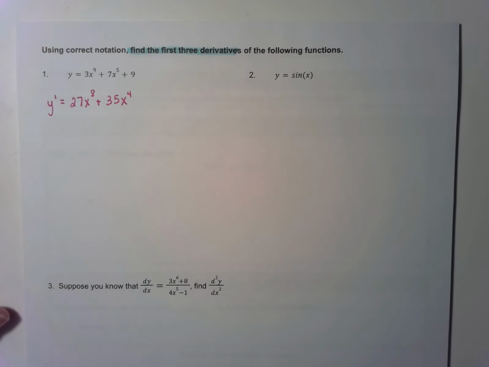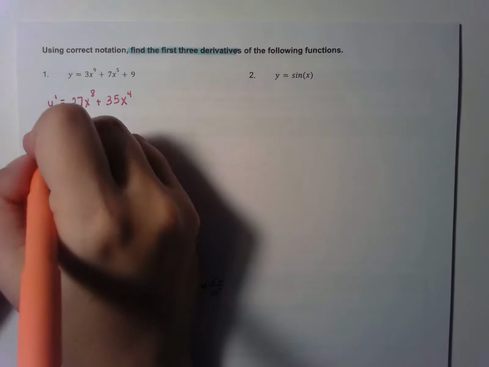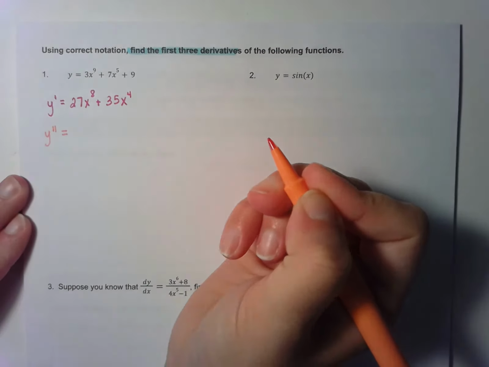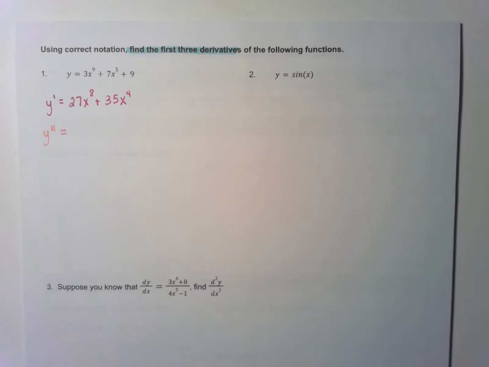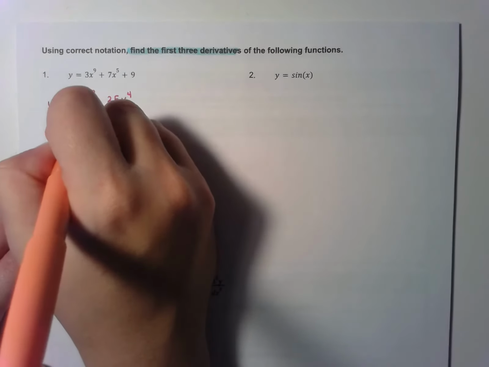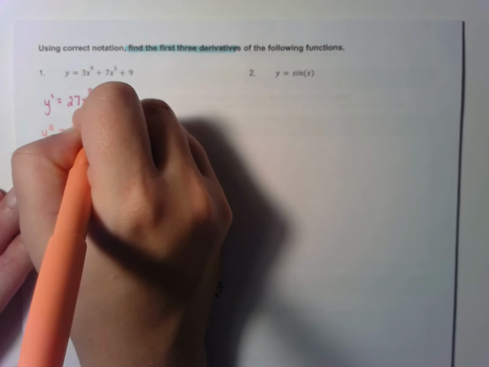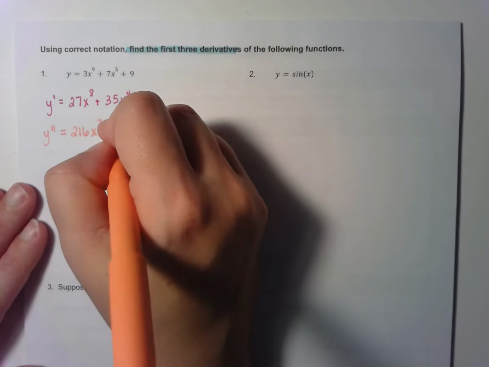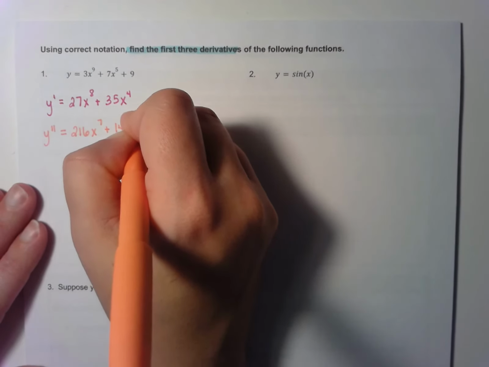would be 0. For the second derivative here, I would just take the derivative of this first derivative. So you're taking the derivative again. So the second derivative, y double prime, would be, let's see, 8 times 27. I'm going to use my calculator for that because it's not something I know off the top of my head. Would be 216. So 216 x to the 7th plus 35 times 4 would be 140 x to the 3rd.